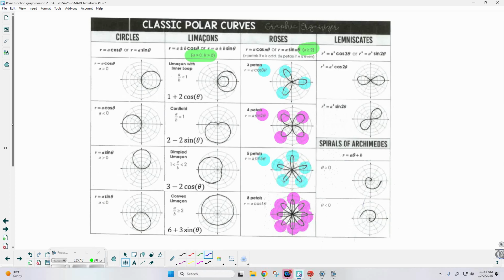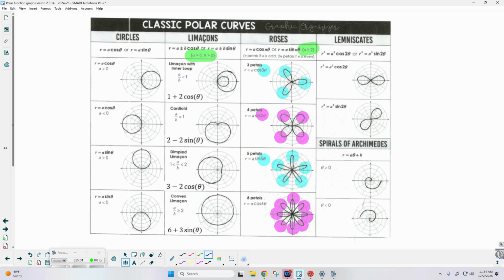But anyways, limaçons and roses. Okay, so we're in the second column right now. So limaçons are going to be of this form: a plus or minus b cosine of theta, or a plus or minus b sine of theta. Now here's the one thing: both a and b have to be positive. You're always going to look at a and b as positive values. So there's some good news here.